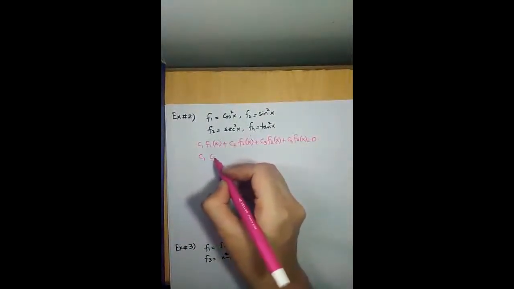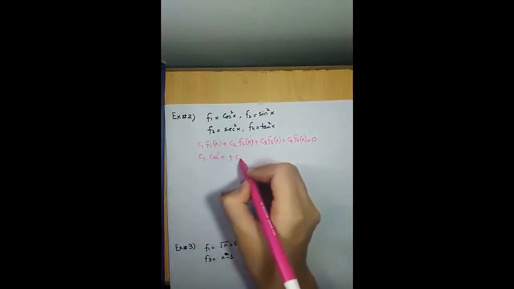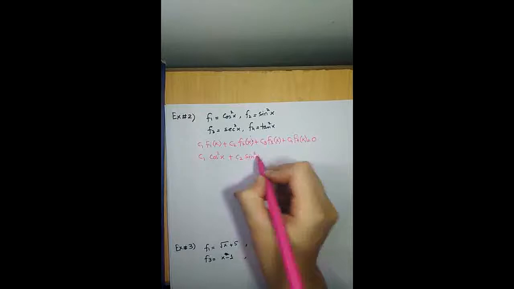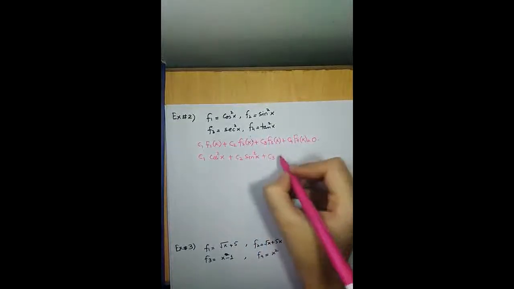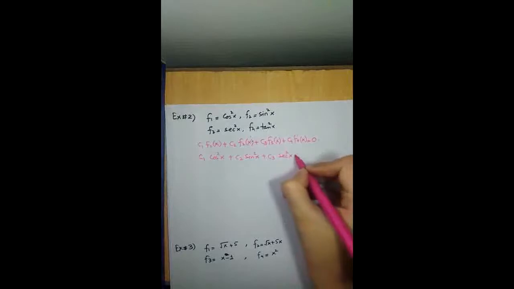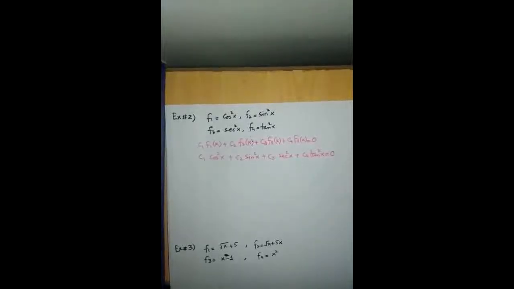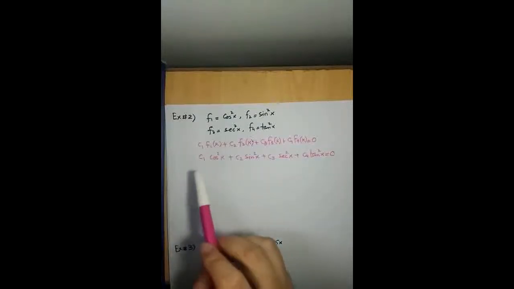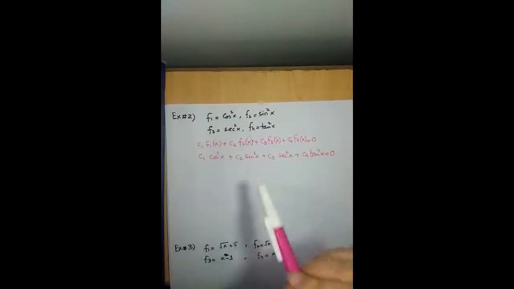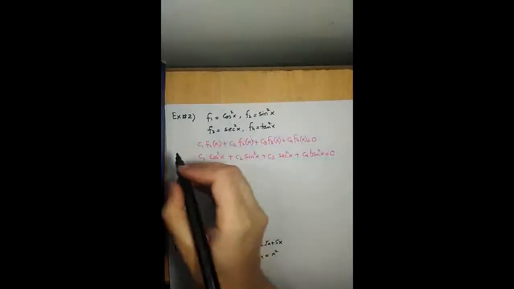Replace f1: cos 4x plus c2 sin square x plus c3 secant square x plus c4 tangent square x equals 0. Okay, select the values of c1, c2, c3, c4 to make this combination equal to 0. In the first two terms, I can use the identity, that identity was sine square plus cos square equals 1.